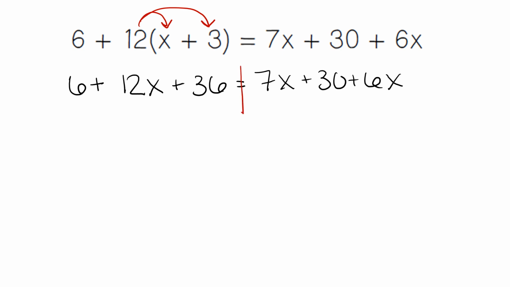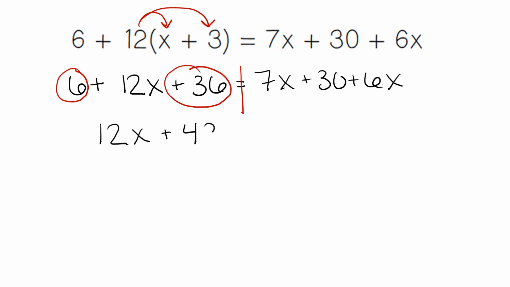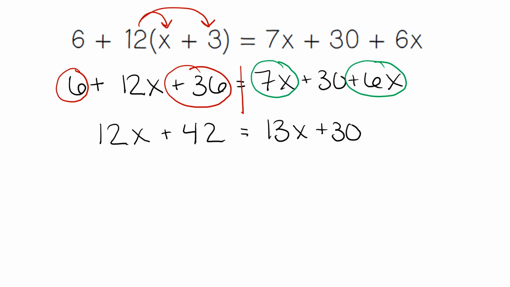Step 2 is to combine our like terms. On the left-hand side, we can combine the 6 and the plus 36 because they don't have any variables with them. The 12x stays the same. 6 plus 36 gives us 42. On the other side, we can combine the 7x and the 6x because they both have the same variable. 7 plus 6 gives us 13x, and the plus 30 stays the same.